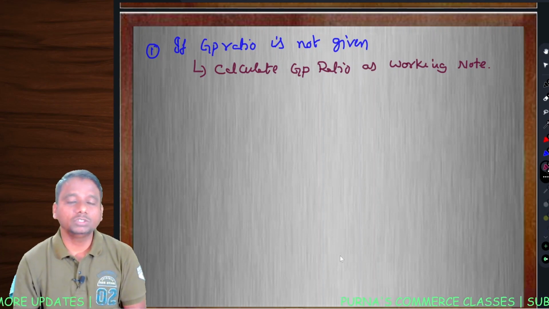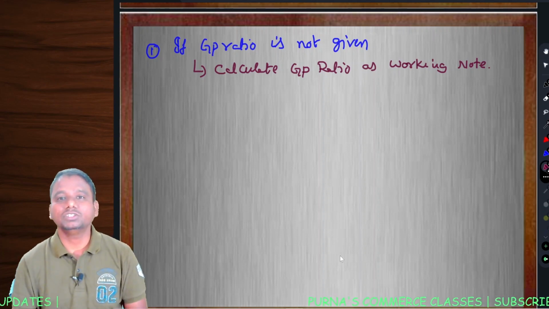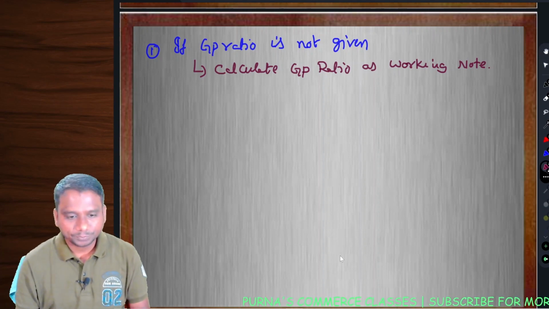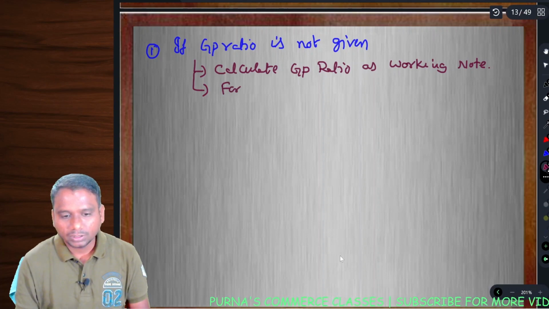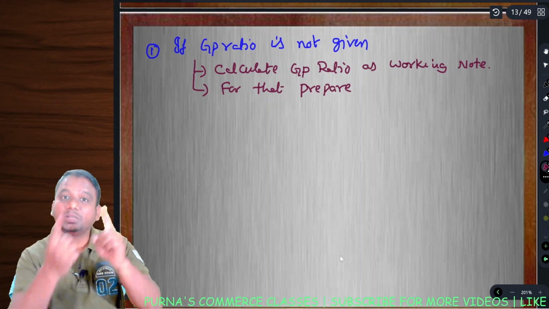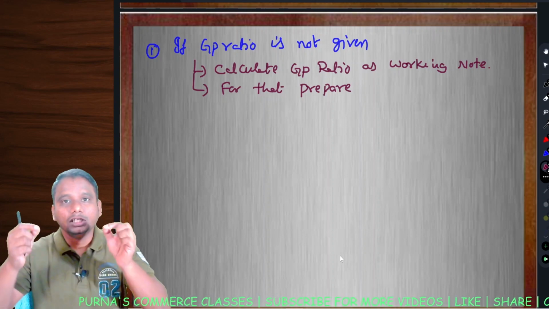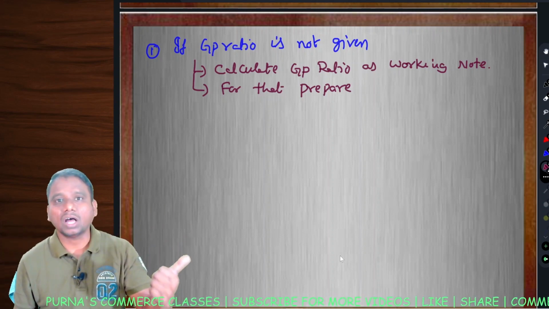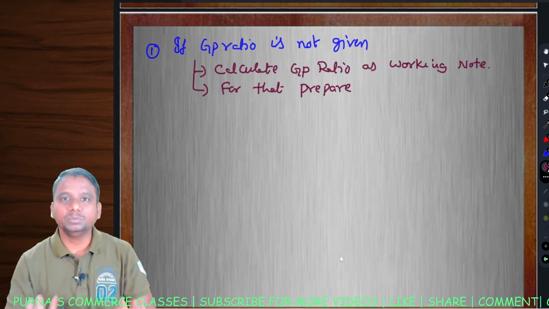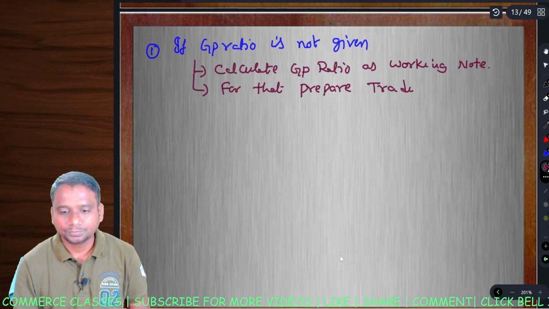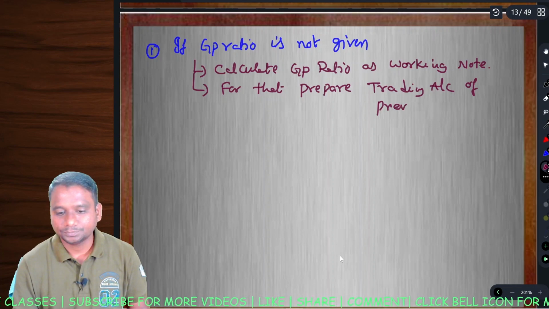Okay, next question is what? Sir, to calculate GP ratio, we need some information. Obviously. Which information do you need? Previous year information. Along with current year information, if you have previous year data, then only you can calculate GP ratio. Yes or no? Right. For that, prepare the trading account of the previous year.